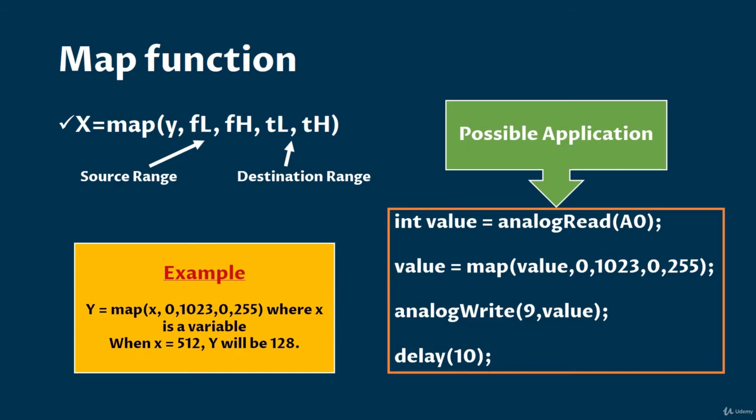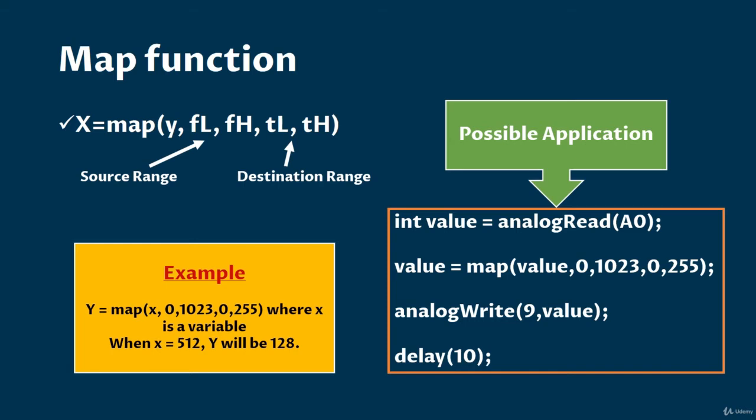I have written this piece of code here where I have initialized a variable value where the ADC readings will be stored. The value is then remapped using this map function and the result is stored in the same variable. That's why I have written value equal to map within bracket value. Then I am directly copying the value inside analog write function. That's how you can do this application. I think now these function details are clear to you.